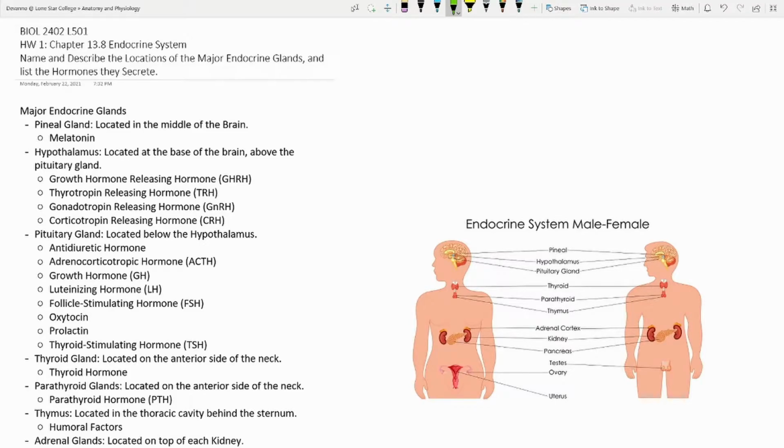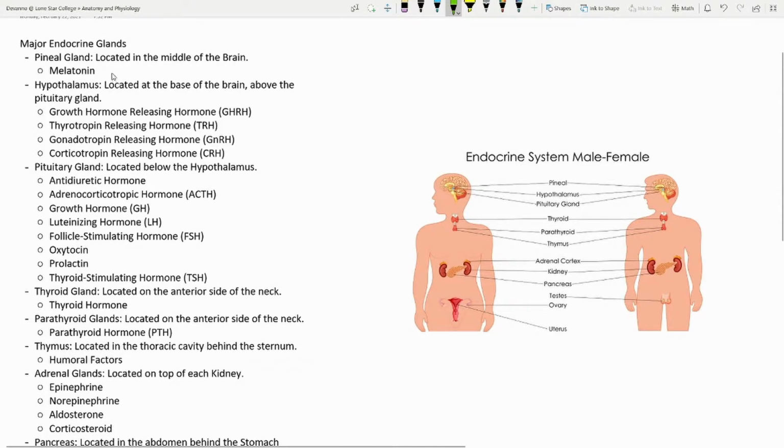Good morning, everyone. Today we're going to be going over Biology 2402, L501, Homework 1, Chapter 13.8, going over the endocrine system. Specifically, we're going to be naming and describing the locations of the major endocrine glands and the hormones they secrete. So what we're going to do is go from ascending to descending. Pretty much we're starting from the top, and we're going to go all the way down to the bottom.